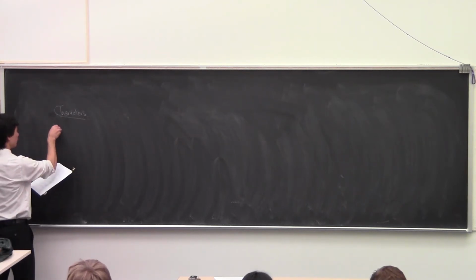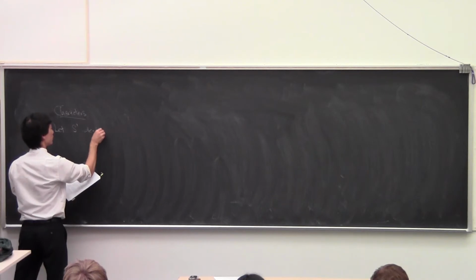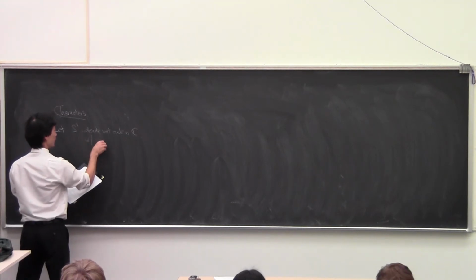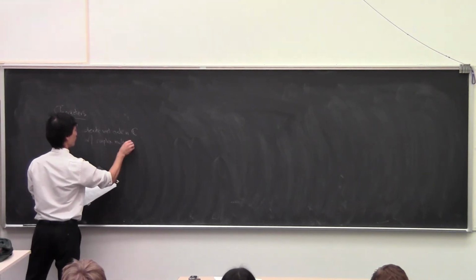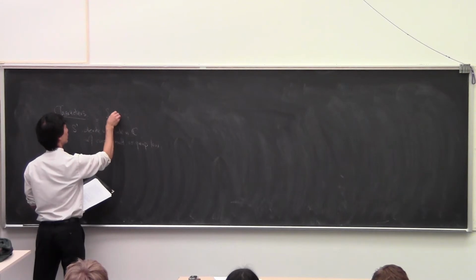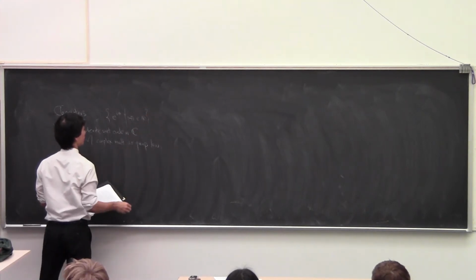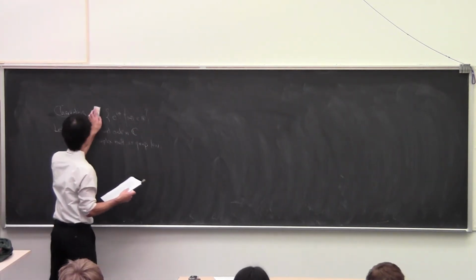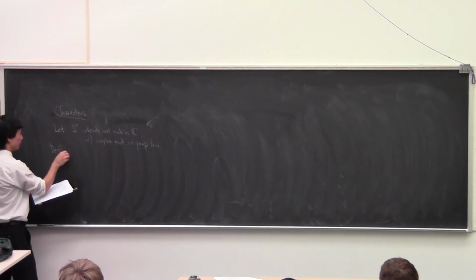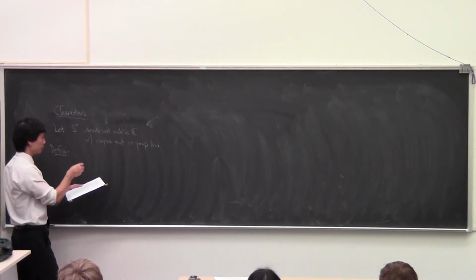Let S1 denote the unit circle in C with complex multiplication. That's the group. It's of course everything of the form e to the i theta. So here's the definition that we want. Here's how we generalize.